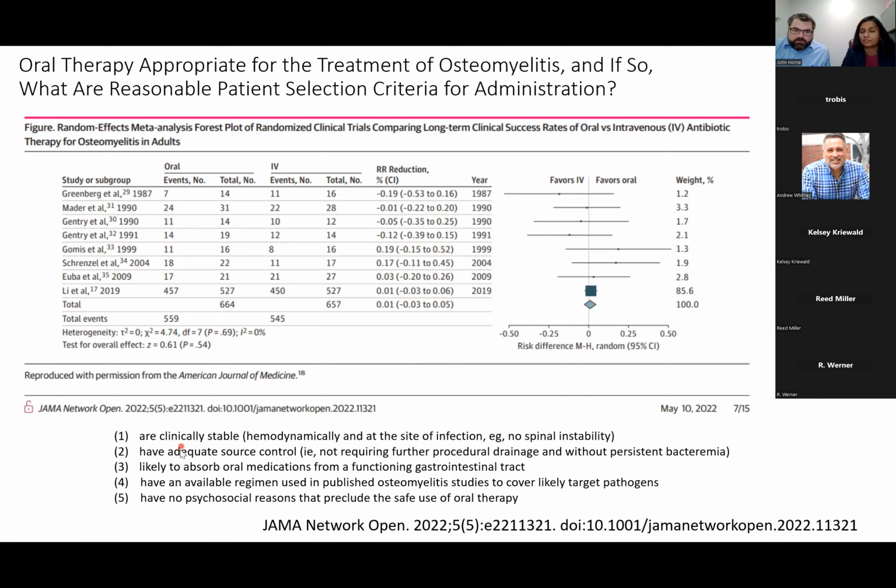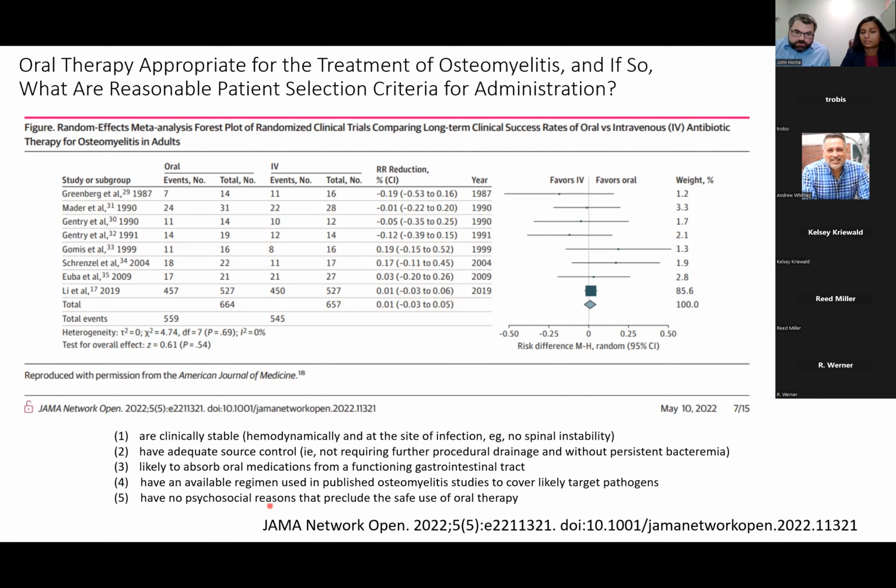So they're clinically stable. They have adequate source control. If there's an abscess, it's been drained, they're no longer bacteremic, and likely to absorb oral medications from a functioning gastrointestinal tract. If you're going to give them PO antibiotics, you want to make sure they will absorb it and it'll work. Have an available regimen used in published osteomyelitis studies to cover likely targeted pathogens. So you want to use something essentially mainstream, something that has been shown to work and be efficacious.